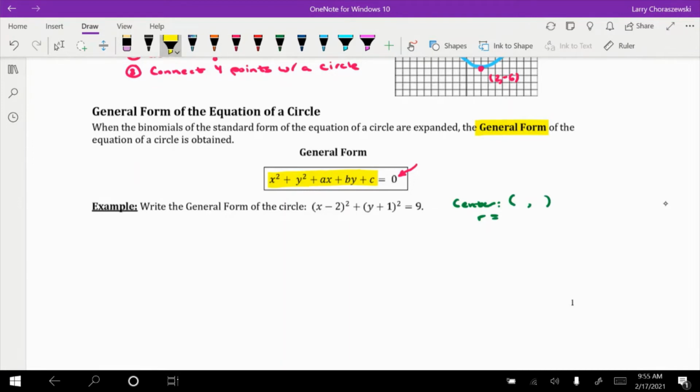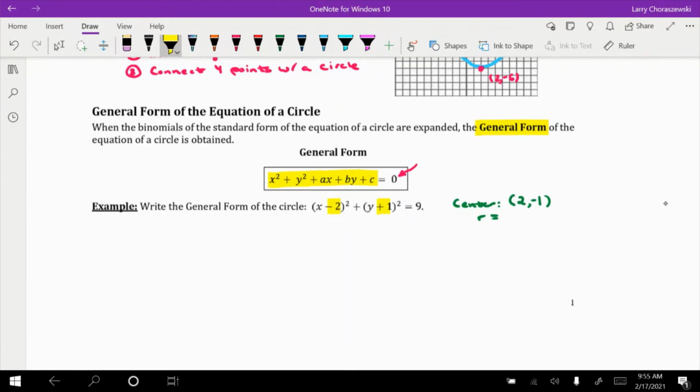So for instance, in the first set of parentheses, we have -2. What's the opposite of -2? +2, okay? That would be the value of h. What's the opposite of +1? -1. So our center would be at 2, -1.